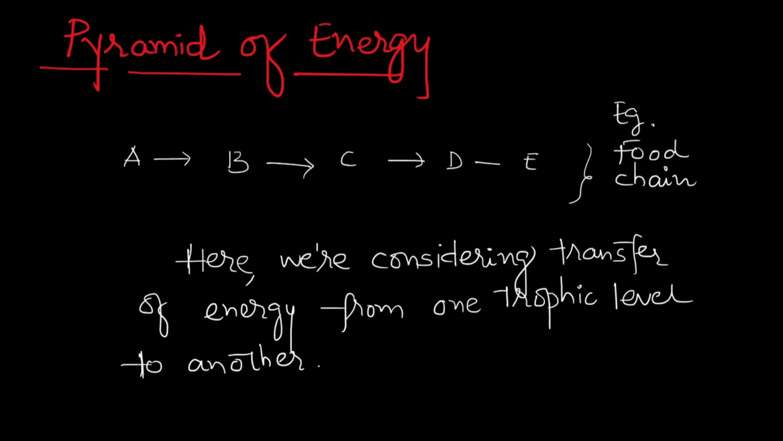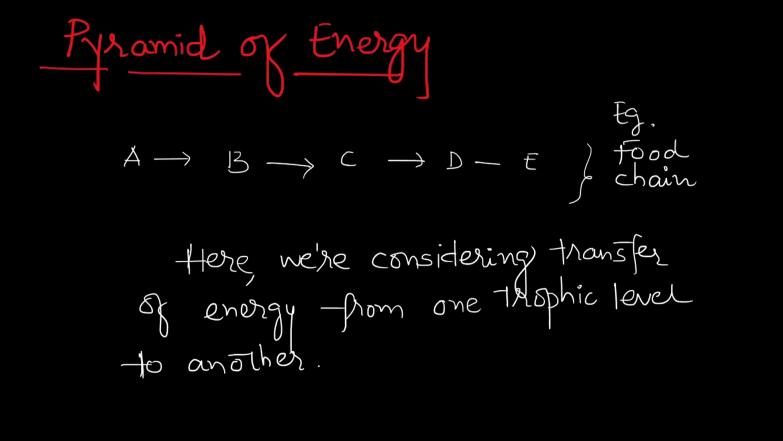Now here we have an example of A to B to C to D to E, and these are various trophic levels, and this is an example of a food chain. Now here we are considering transfer of energy from one trophic level to another. In our previous videos we saw what is the trophic level in a food chain, and in this video we are going to cover the transfer of energy from one level to another.